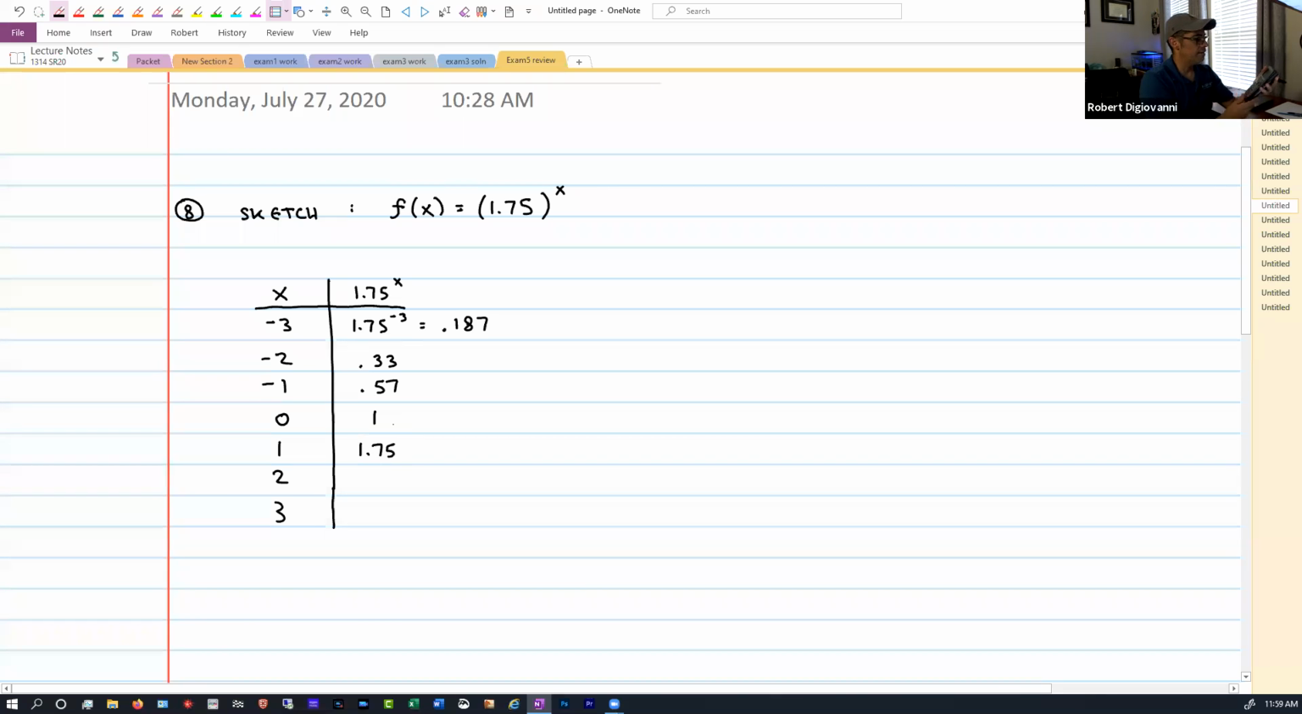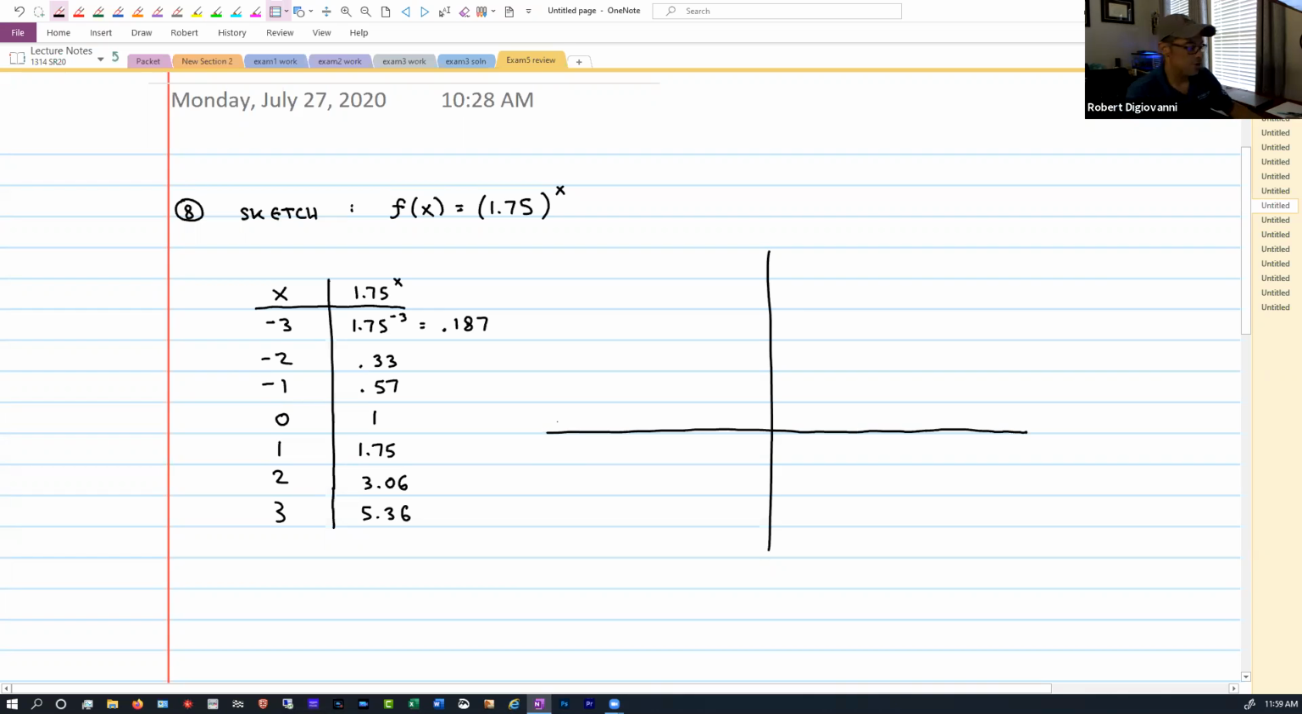1.75 squared is 3.06, or you could say 3.1. 1.75 cubed is 5.36. So everyone should have that same table. Now what we do is we go graph it. So we're going to go and draw our exponential function. This should be an example of exponential growth.